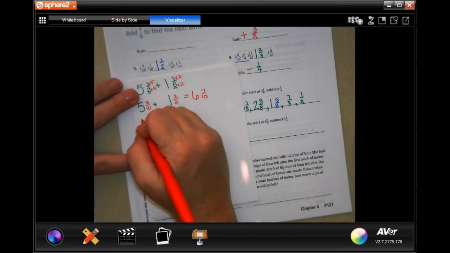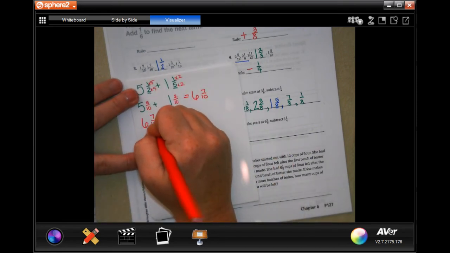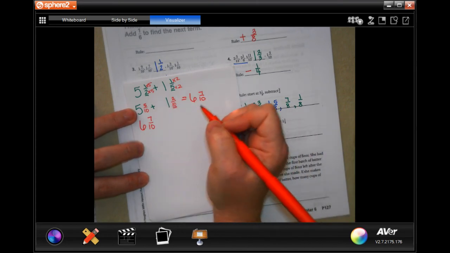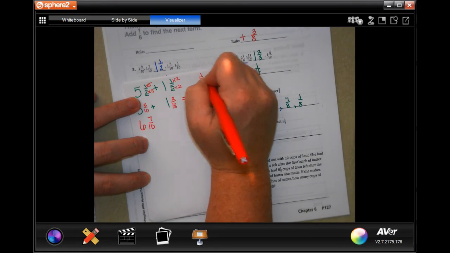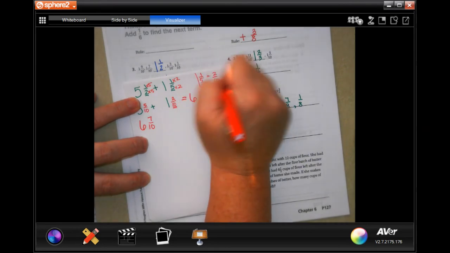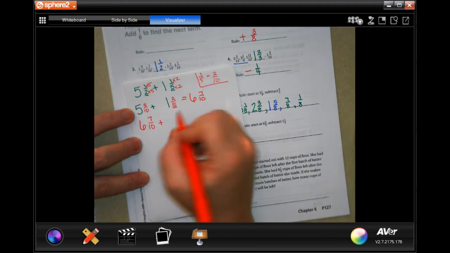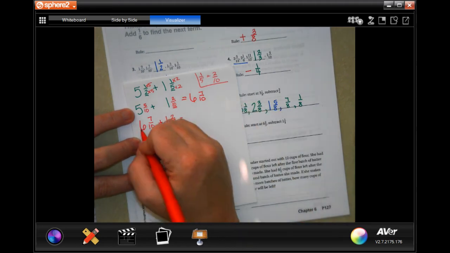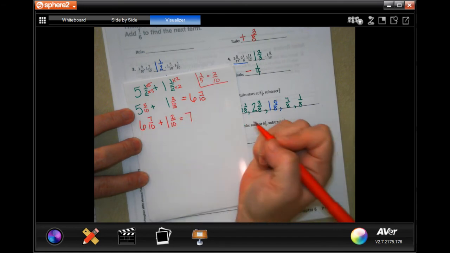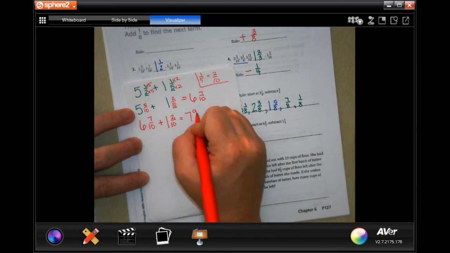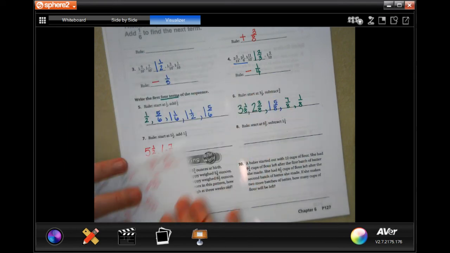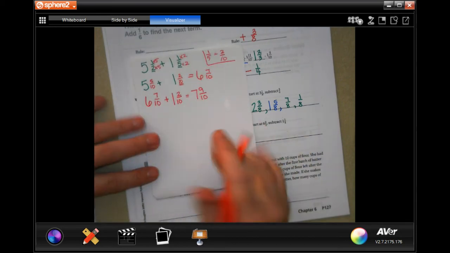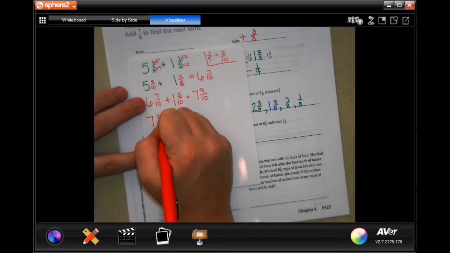Okay, I'm going to start with my 6 7/10, and I'm going to add 1 2/10 because that's my common denominator. Okay, so 1/5 equals 2/10. Okay, plus 1 2/10. Okay, 6 plus 1 is 7. 7 plus 2 is 9, and I keep my denominator. Okay, now our next one is where it's going to get just a little bit tricky.